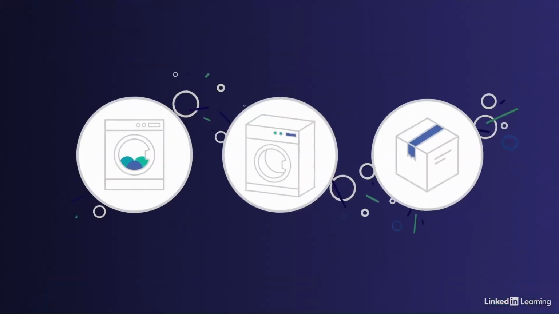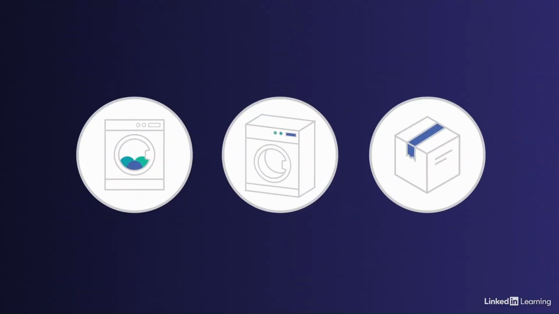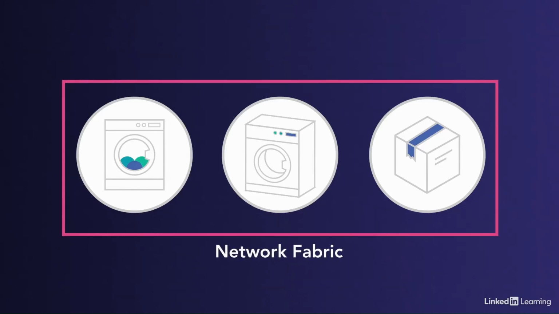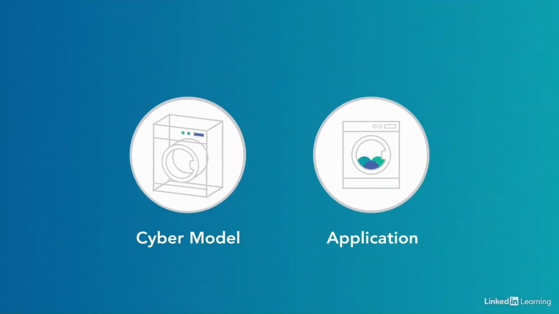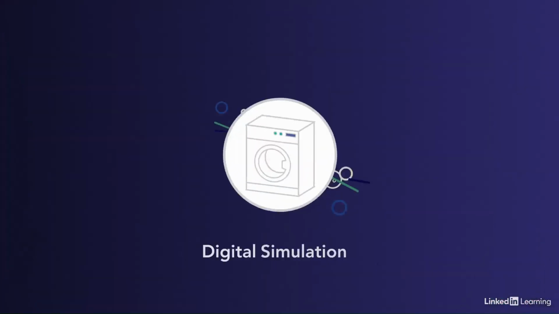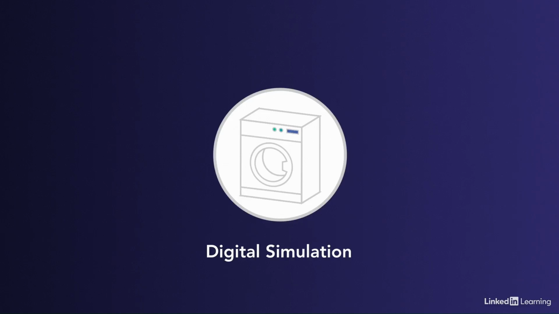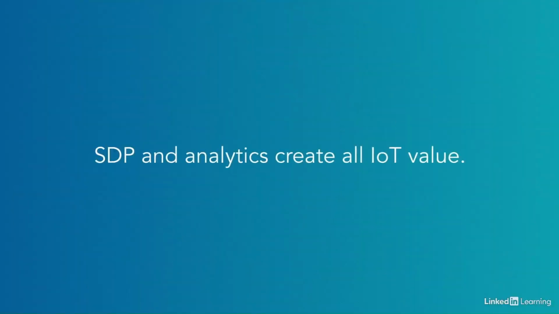The software-defined product sits between the interior data source, the hardware-defined product, and the exterior data source, the external systems. All three are connected by the network fabric. The software-defined product consists of two components, the Cybermodel and the application. The software-defined product is a simulation of the product's functionality. It represents, along with the analytics, all of the IoT product's value.